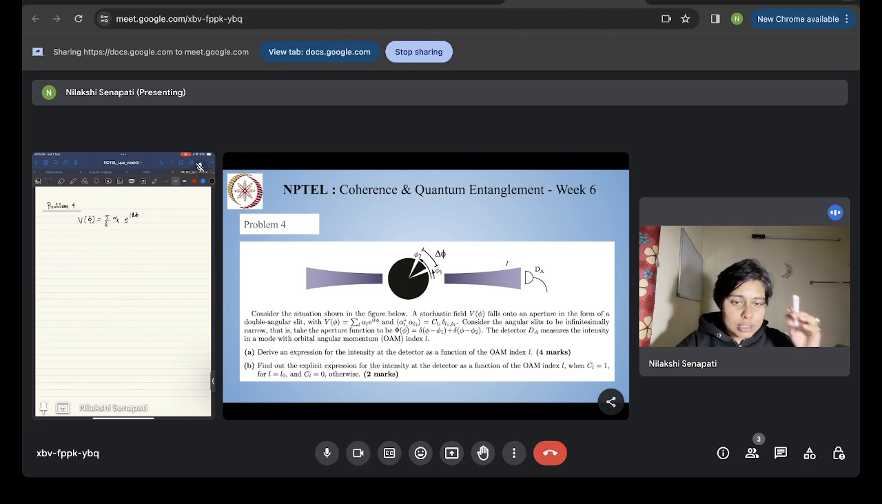Consider the angular slits to be infinitesimally narrow. That is, take the aperture function Φ(φ) equal to δ(φ minus φ1) plus δ(φ minus φ2). The detector measures the intensity in a mode with orbital angular momentum index L. Derive an expression. Let me write the other things also, then I will read A and B and we will solve them.